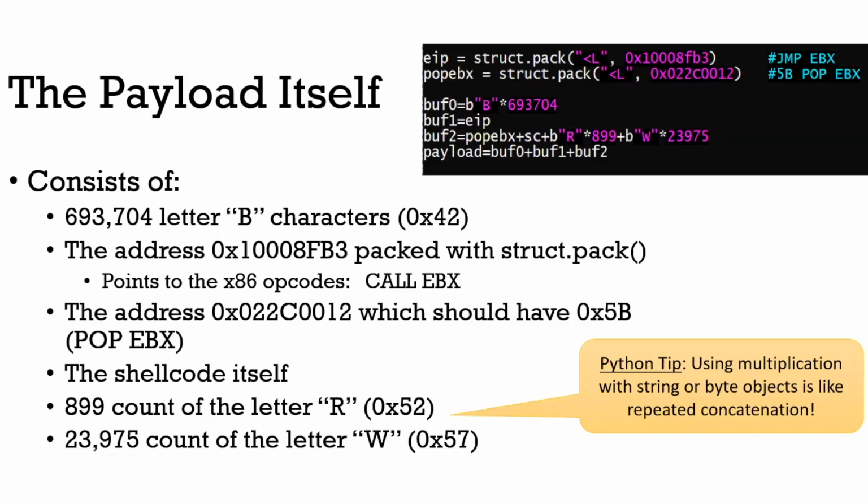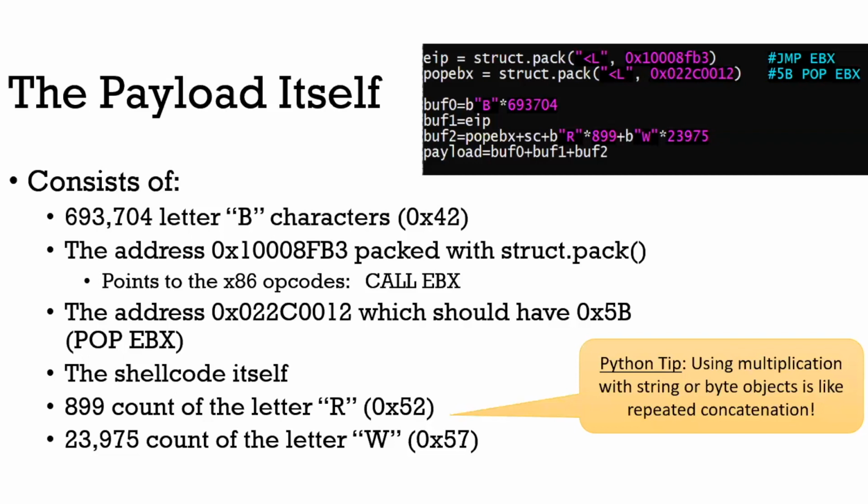Let's zoom in on this just a minute. So we have 693,704 of the letter B in the default payload. That's a whole bunch of padding. Then we have the memory address 0x10008FB3 packed into a variable called struct.pack. That's the very next thing that's going to be in that buffer when you look at that buff2 statement there, second from the bottom in that black box up there, right?